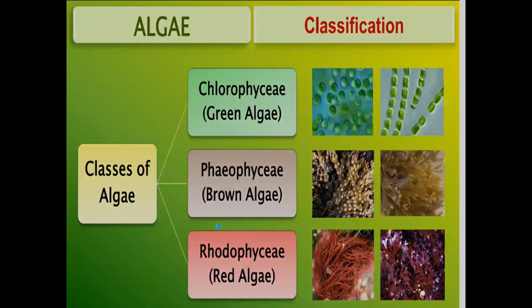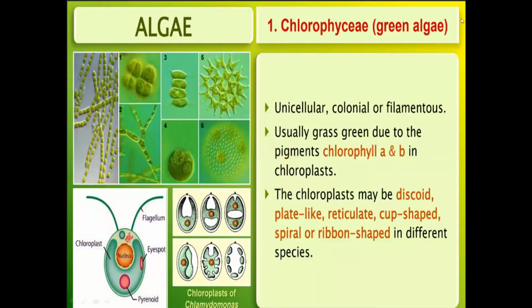Now let's go to the first one, that is Chlorophyceae. They are green algae. They are unicellular, single cellular. Colonial: I have already told, colony means they will stay in a group. They are unicellular, colonial, and they can be filamentous.